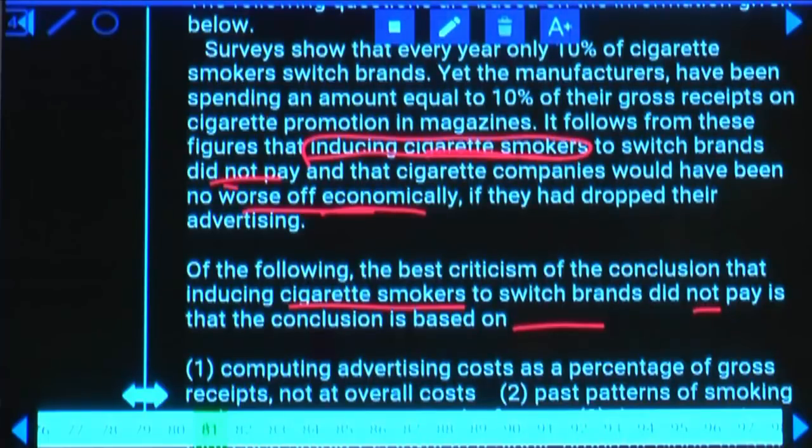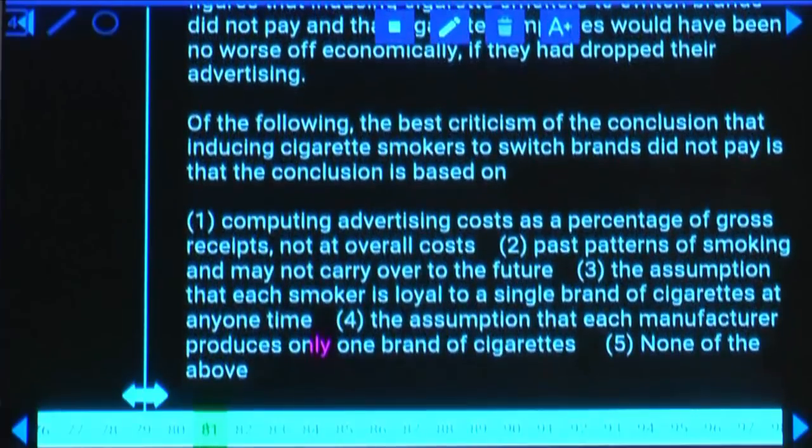Hence what are the things he has taken into consideration before concluding this? It is not going to pay them. Done? Hence the first one, computing advertising cost. Now is he talking anything regarding this, percentage of gross receipts? Not at all. Overall cost, how they are computing this, is not clearly given. Whether the way it is computed is good or bad, and whether it is apt or not, he is not discussing anything regarding the way of computing this.